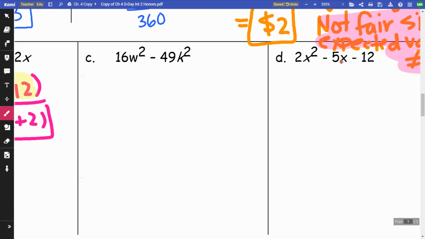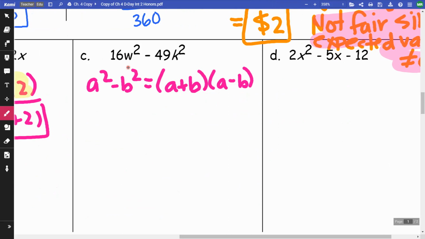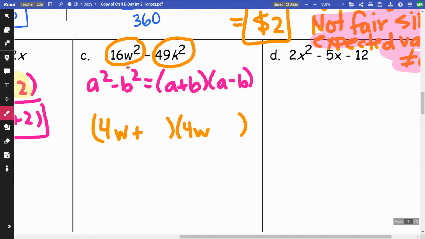On C, when I see something like this, I'm thinking difference of two squares. So a squared minus b squared is equal to a plus b times a minus b. When I'm looking at this, the square root of this 16w squared is 4w plus, and I'm going to have that in front of both sets of parentheses. Then my 49k squared will be a 7k when I square root that. One will be a plus, one will be a minus.